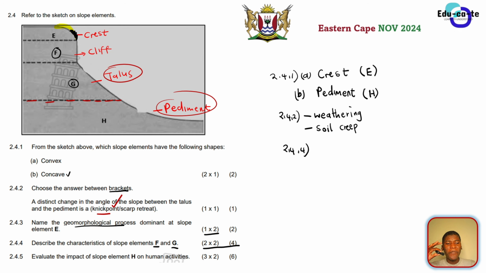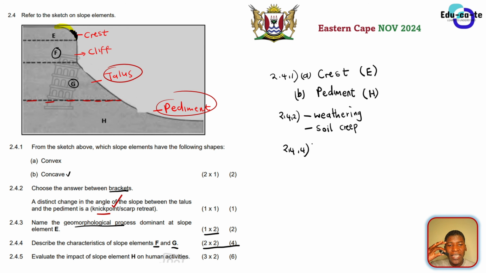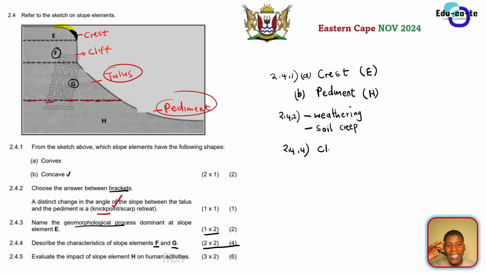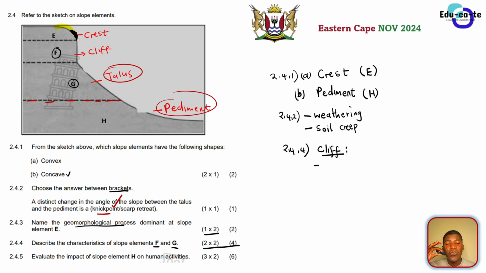So what do you know about the cliff? Anything that you know about the cliff. I'll just write the cliff, or you just say it is slope element number F. What any 2 characteristics do you know about the cliff? We definitely know that the cliff is vertical. It is a vertical slope. It looks like a vertical slope.